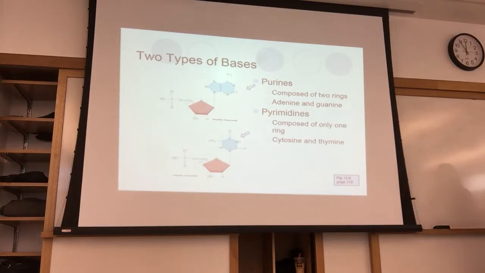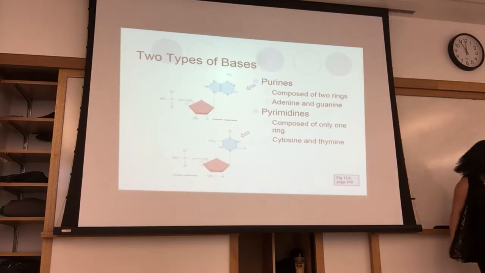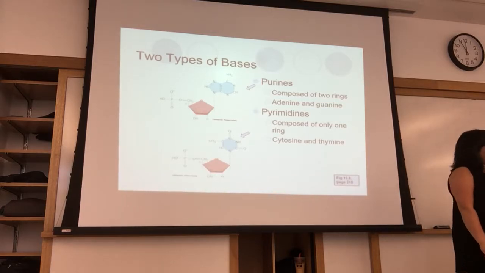Look for the sugar. So the adenine can bond with thymine, but it can't bind with the cytosine? Correct. So it's very specific. It is. So thymine is replaced with uracil? Yes.